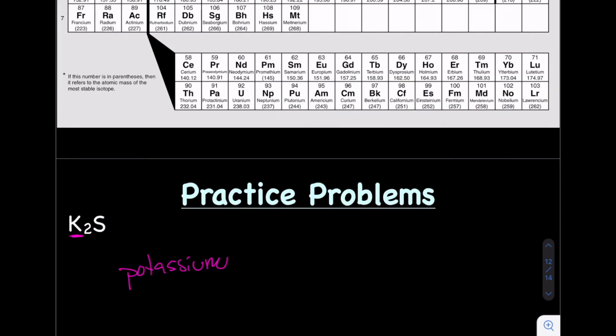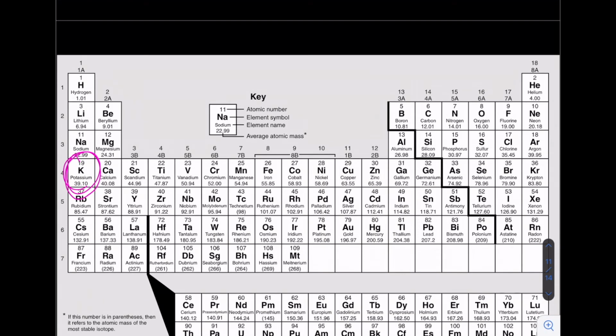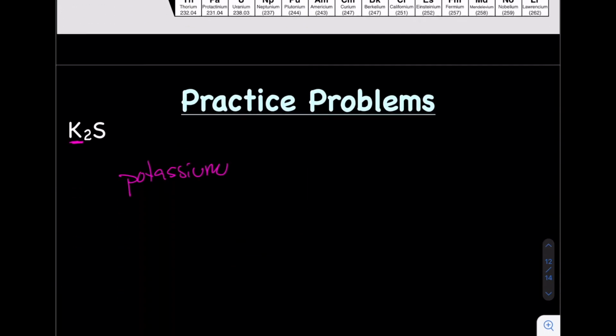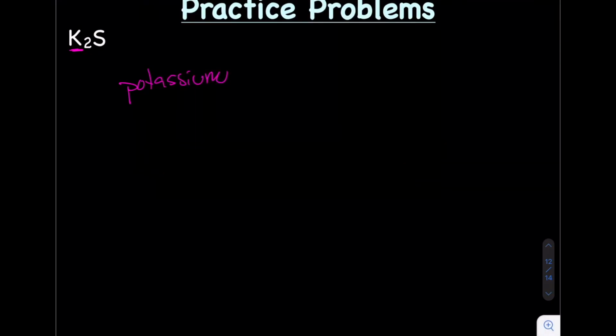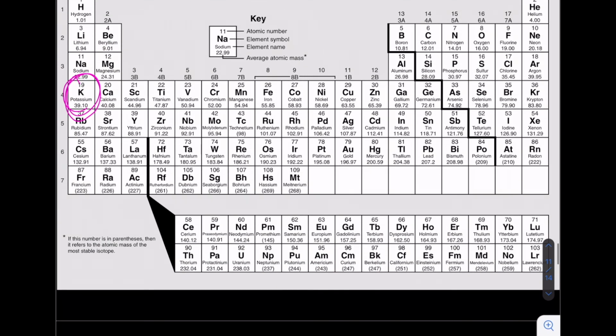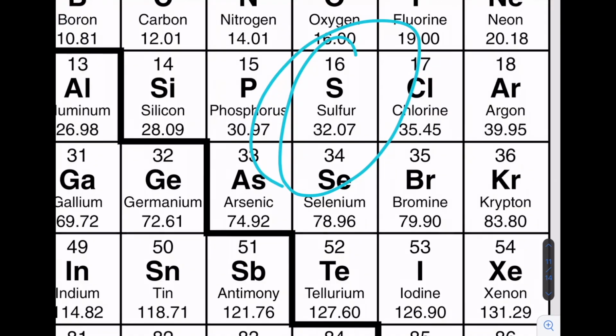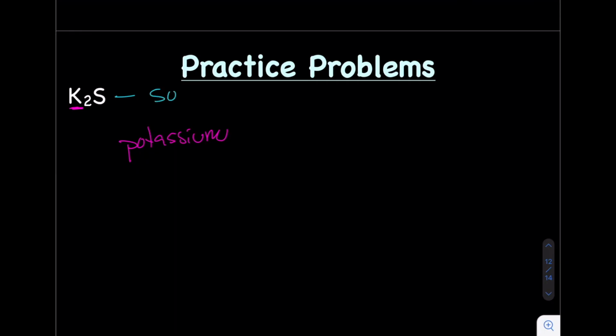Oh, wait, he's a metal in group 1A, so no Roman numerals. And then our anion is S. S is right here. He is sulfur. But with the last name, we need to drop the ending and add -ide. So this is going to be potassium sulfide. I hope you guys are starting to get this.